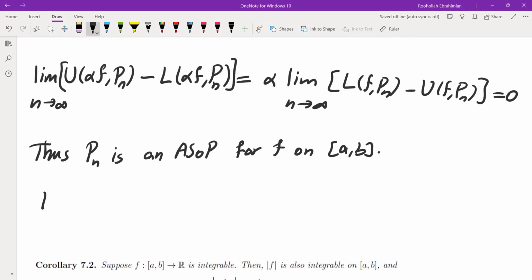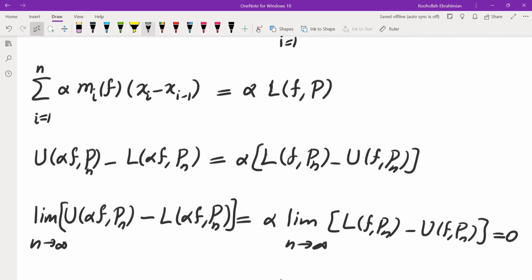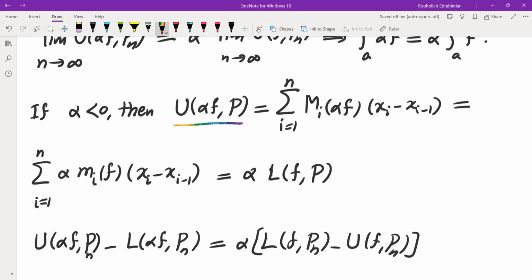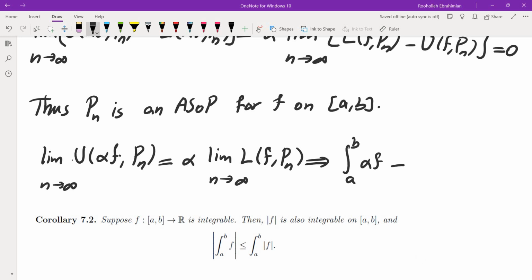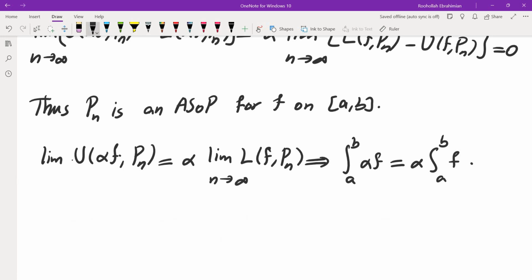And then if you take the limit of these upper sums, that would be alpha times the limit of the lower sum. We just proved that here; this is what I'm using: the upper sum of alpha f is alpha times the lower sum of f. So this is the limit of lower sums of f. The left side is the integral from a to b of alpha f. The right side is alpha times the integral from a to b of f. So that proves not only that alpha f is integrable, but also that the integral of alpha f is alpha times the integral of f.